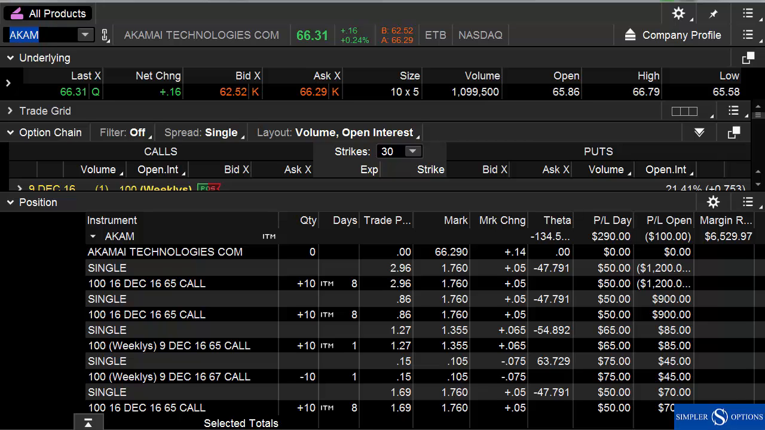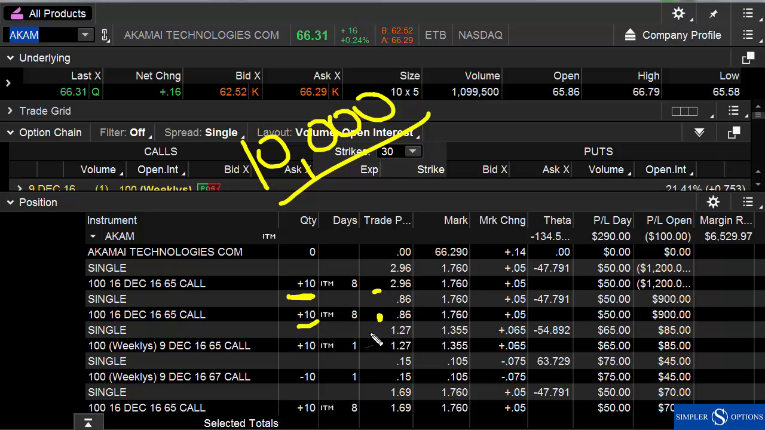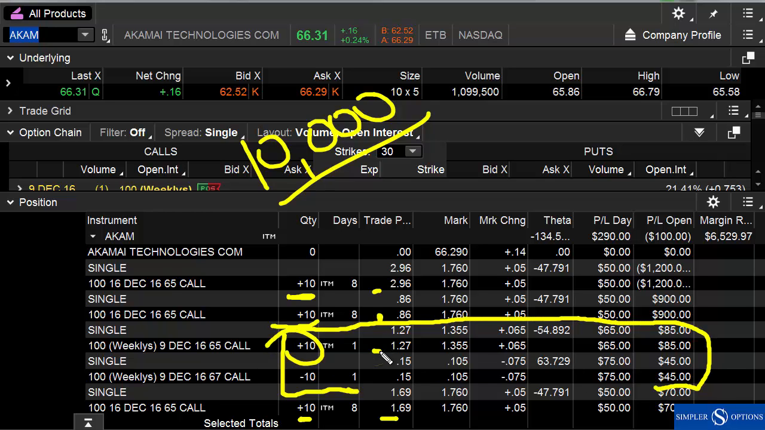So if we look at AKAM, you'll see just kind of a similar thing. My full size for this particular trade is $10,000. So I still have the opportunity to scale in. We started off with 10 at $2.96, and then you can see it fell. So I bought 10 more at 86 cents, and then bought 10 more at $1.69, and then I got some that expired this week. That was actually a mistake. I bought these 10 at $1.27 that expired in 1 day. I meant to buy them that expired in 8 days.